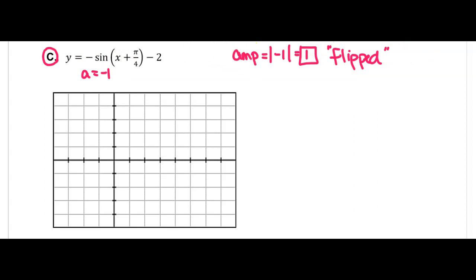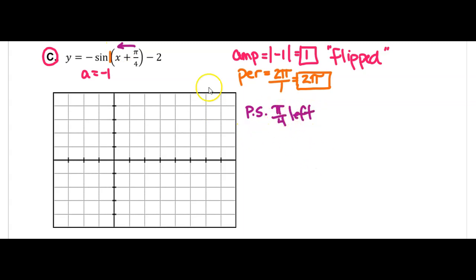So what about the period of this graph? Period is 2 pi divided by b. So in this case, we're going to have 2 pi divided by 1, so our normal period of 2 pi radians. Does this graph have a phase shift? You can see here we have x plus pi over 4, which is like minus a negative. So we're actually going to be going left pi over 4. And lastly, our vertical translation: we see a -2 at the end, so the graph is going to shift down 2.